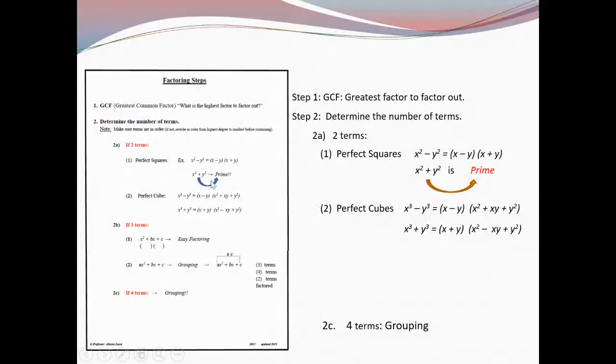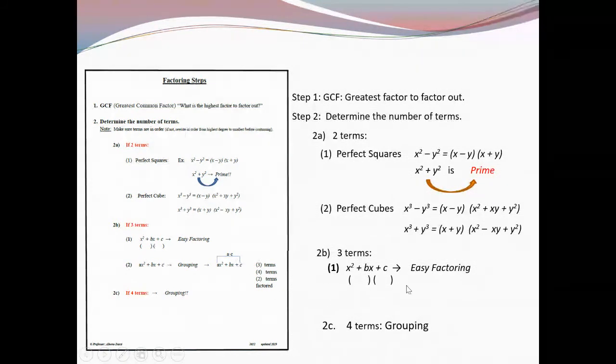So we're done with perfect cubes. Now comes the three terms. It's going to be number 1, the easy factoring. This is not called easy factoring in the book. They just call it factoring in the form of x squared plus bx plus c. But I call it the easy factoring because it's much easier than number 2 here, guys. If it can be factored, this trinomial becomes a set of two binomials.